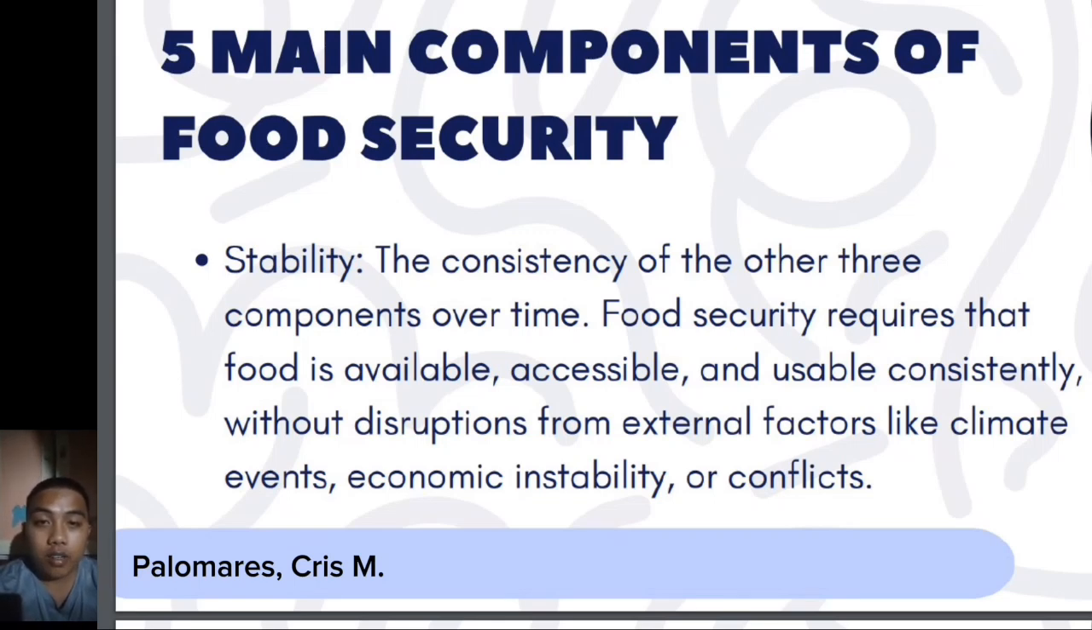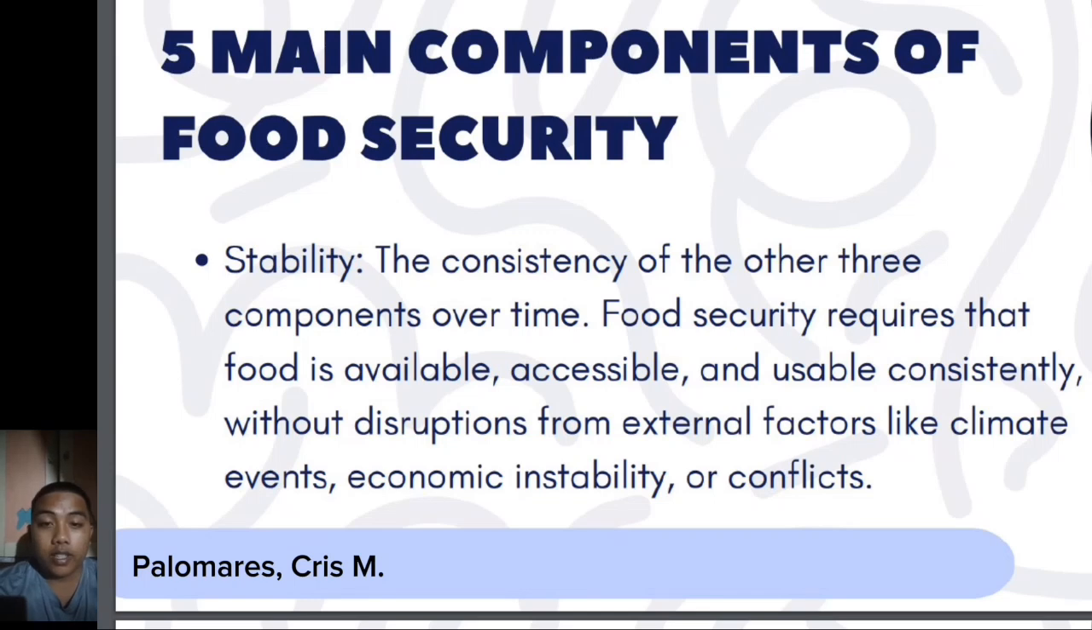My topic is all about the five components of food security, and I will continue with components four to five. Fourth, stability, the consistency of the other three components over time.